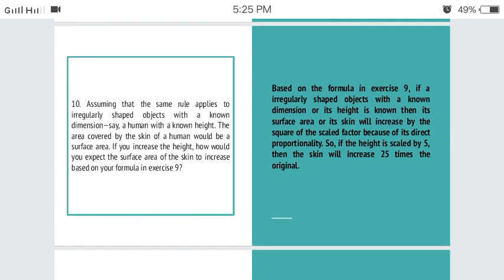Number 10: assuming that the same rule applies to irregularly shaped objects with a known dimension, say a human with a known height, the area covered by the skin of a human would be a surface area. If you increase the height, how would you expect the surface area of the skin to increase based on your formula in exercise 9? Based on the formula in exercise 9, if the irregularly shaped object's height is known, then its surface area or skin will increase by the square of the scale factor because of direct proportionality. So if the height is scaled by 5, then the skin will increase 25 times the original.